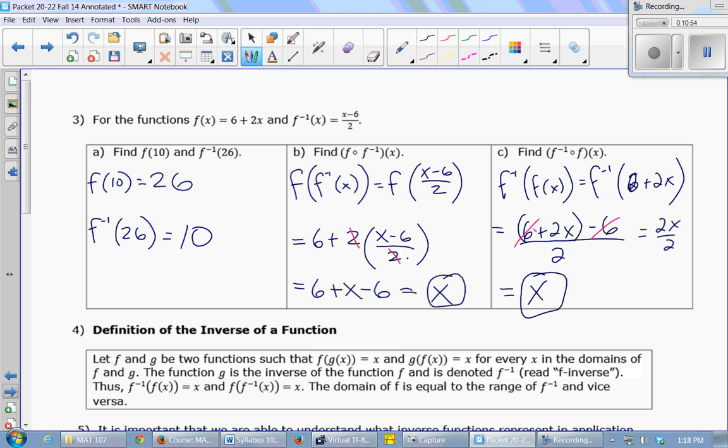So if you have two inverse functions, when you compose them in either order, you always get x. Think of it as running the function machine successively: plug into f and then f inverse, or f inverse and then into f. They undo each other. It's like a round trip. If you drop a 10 into the f machine, it'll give you a 26. Take that 26 and drop it into the f inverse machine, and it gives you 10 back. They're functions that undo each other.